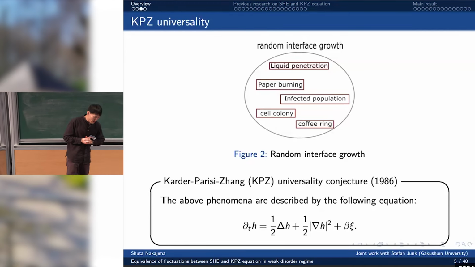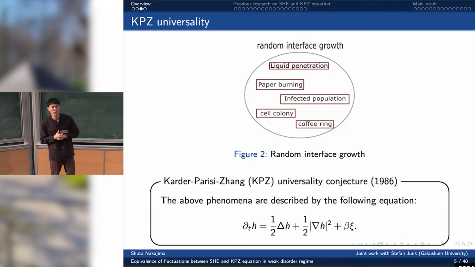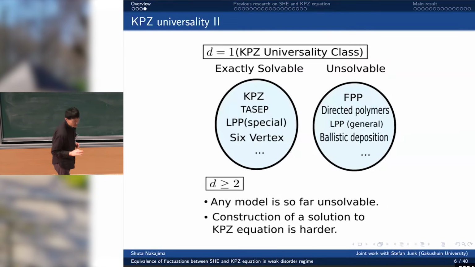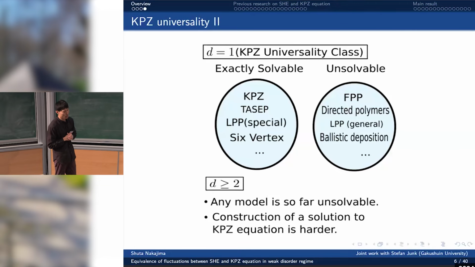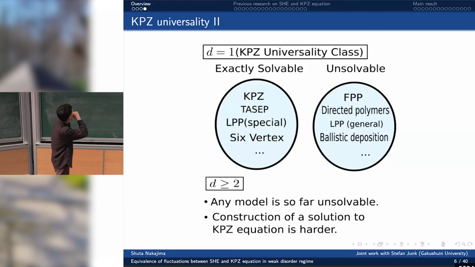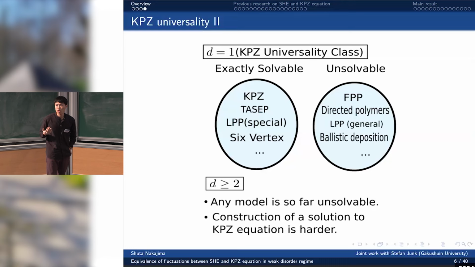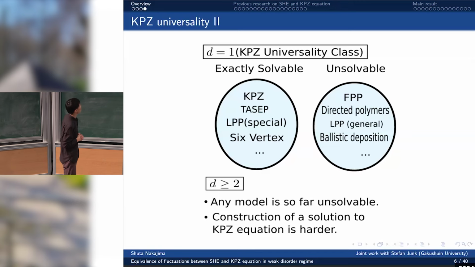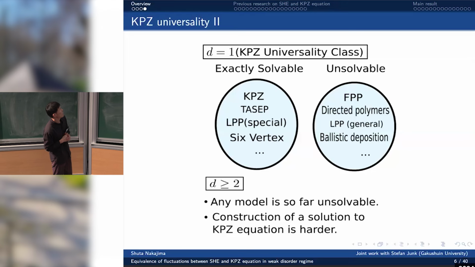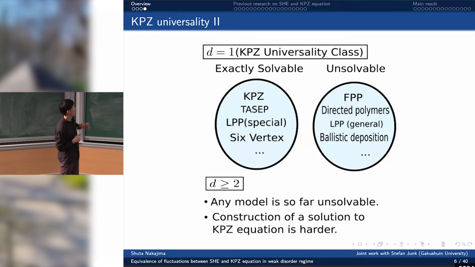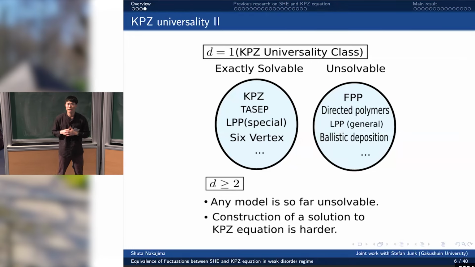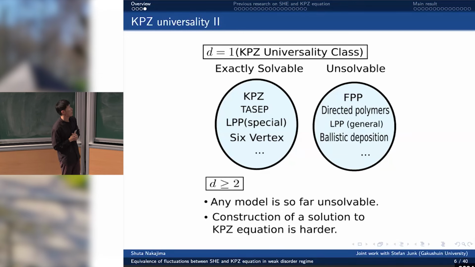And the set of models that are expected to behave like a solution to the KPZ equation is called the KPZ universality class. We list some models in the KPZ class in mathematics, and they are divided into two subgroups called exactly solvable models and unsolvable models. Exactly solvable models include the one-dimensional KPZ equation, TASEP, last passage percolation with exponential distribution, six vertex models, and so on. In these models, we can write the solution kind of explicitly, so we know many things in these models.